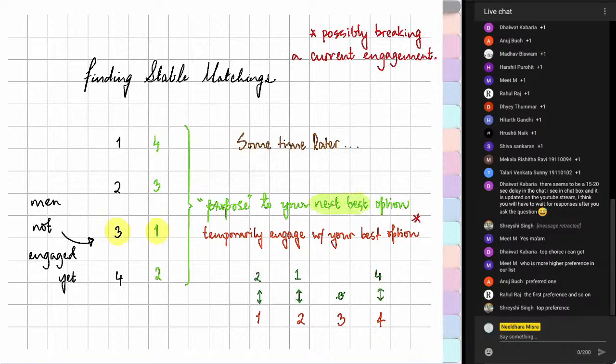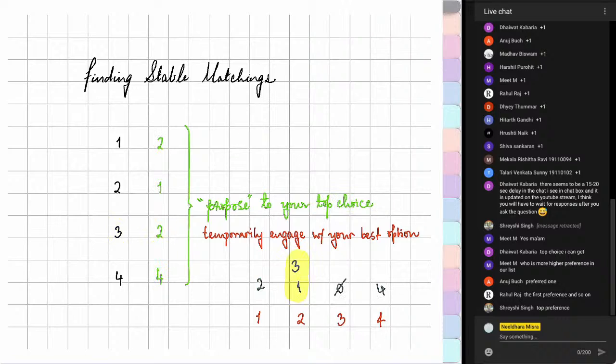And so we're going to build out a list of temporary engagements, and let's see what happens after this first round. So after this first round, you can imagine that some men got rejected. They made a proposal, but unfortunately the person they proposed to had multiple proposals to choose from, and they did not get selected.